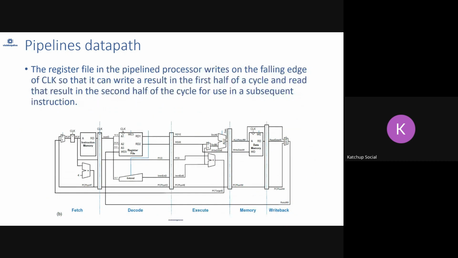Okay, so one other change we are also making is to the register file, which is here. We are writing on the falling edge of the clock so that it can write a result in the first half of a cycle and read that result in the second half of a cycle for a subsequent instruction. So basically, for the register file, we have made one other change. It's working on the falling edge of the clock.